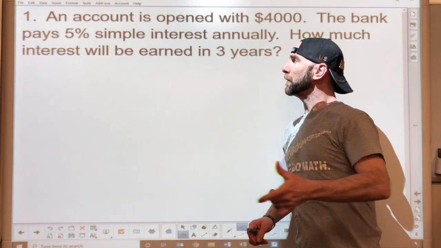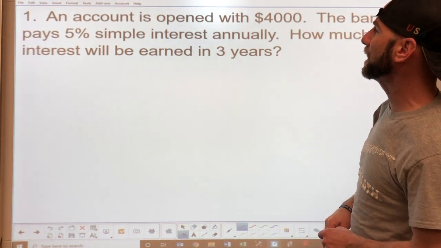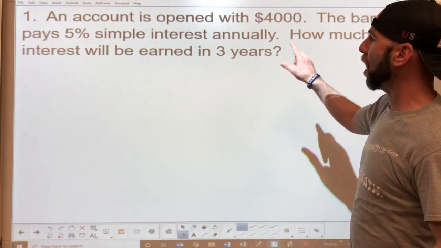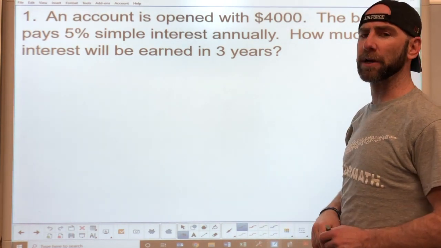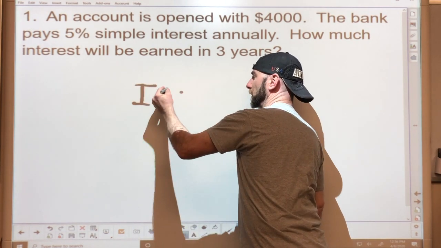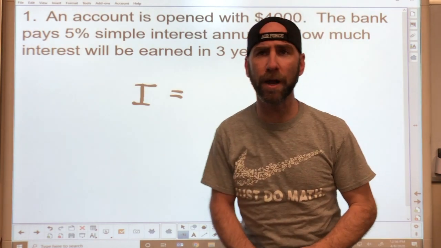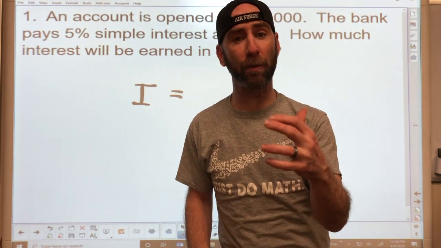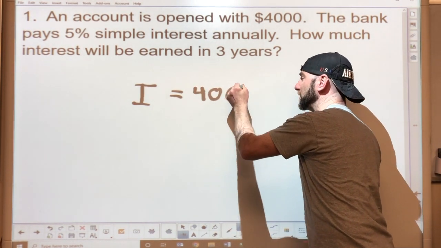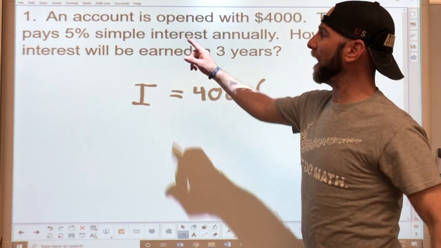An account is opened with $4,000. The bank pays 5% simple interest annually. That's every year. How much are you going to earn in 3 years? Okay, here we go. So the amount of interest earned is going to equal P, which is the principal. Principal stands for how much money you have in the bank to start with. How much do you have initially? So we have $4,000 initially times R, which is the rate, 5%.